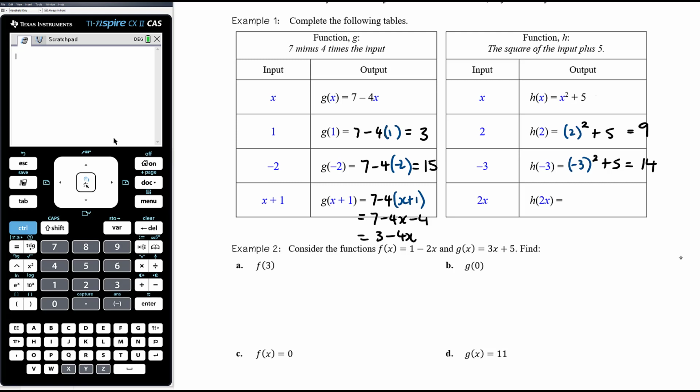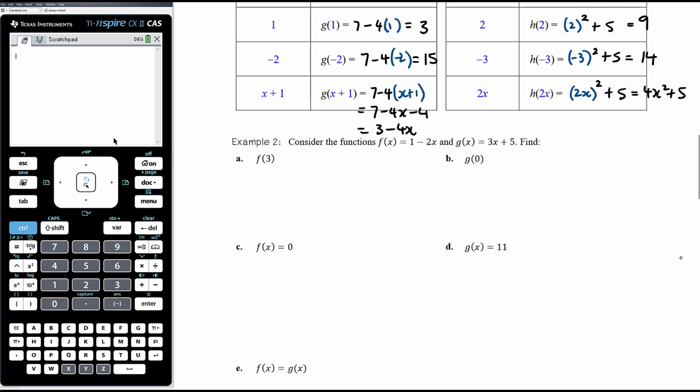That is, when the input to h is negative 3, the output is 14. That is, when x equals negative 3, y equals 14, i.e. the graph of h would go through the point (negative 3, 14). And finally here, when the input is 2x, applying rule h to 2x, we take 2x, which is the input, and we square it and we add 5. 2x all squared is 4x squared plus 5.